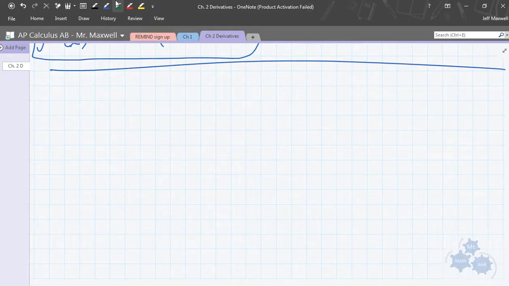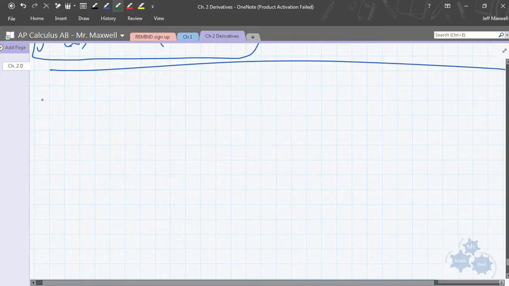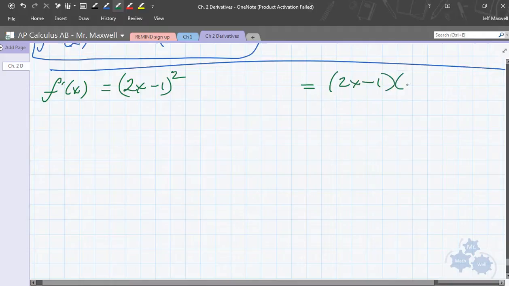Let's do one together where we can do the derivative a different way, a way that you already know. So let's do something even simpler here. Let's do 2x minus 1 squared. We're going to do this first of all by rewriting this in expanded form. So that's going to be 4x squared minus 4x plus 1.